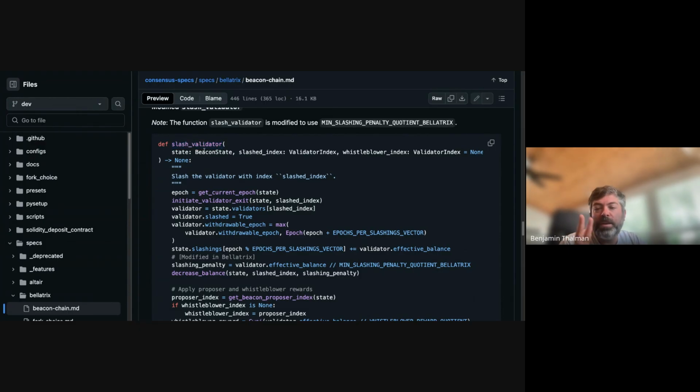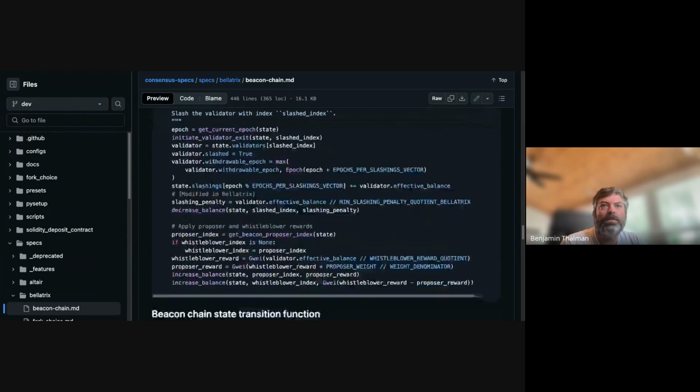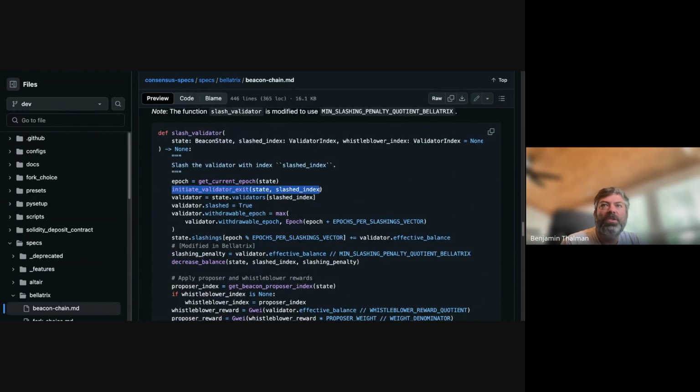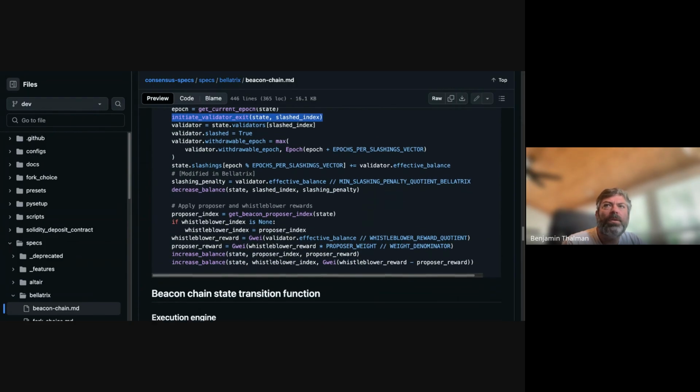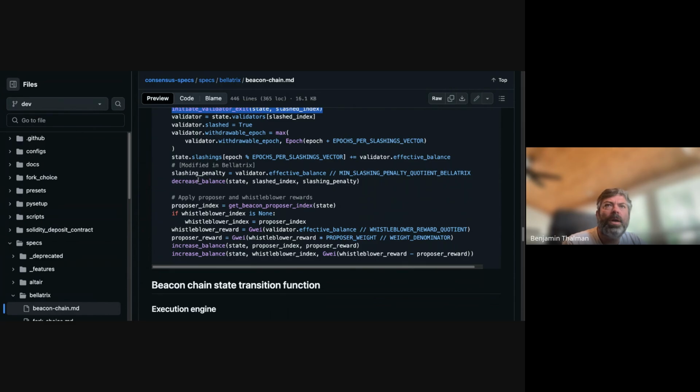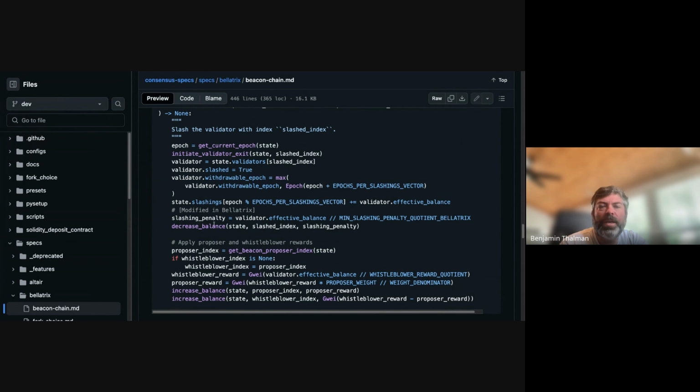Anyway, slash validator does the first two things. Initiates the exit and levies the initial penalty. And you can see the exit here. Initiate validator exit. And here's the decrease balance where the penalty is levied. One other thing to highlight before we get into the slashing penalty is the withdrawable epoch. And that's also set in this function. So when I talk about that 36-day limbo period, this is what we're talking about here. Or I should say it's related to this.